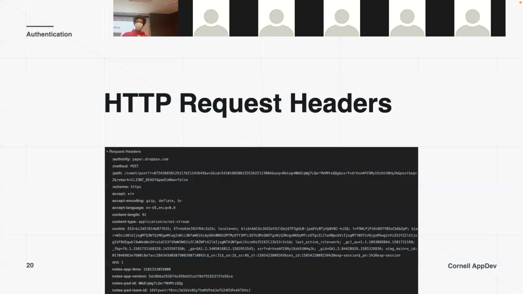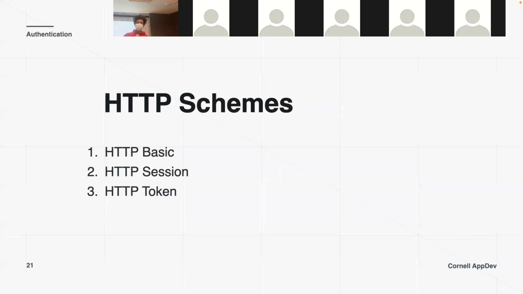And here's an example of a request header. It's kind of small on the screen, but as you can see, there's the cookie, which is a bunch of data, and some other headers that we might not talk about today. So for the authorization header, we have 3 schemes of sending requests that we would put in this header to authenticate a user. These 3 are HTTP basic, HTTP session, and HTTP token. And Jessica will be talking about HTTP basic.